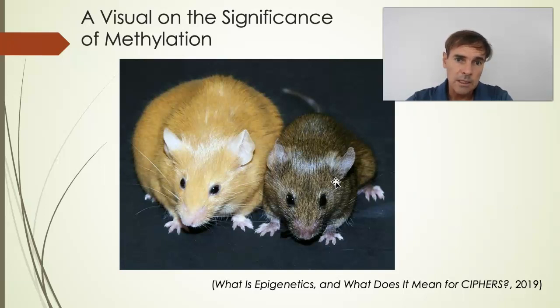So certain genes were silenced and other ones may have been expressed that changed the color of the hair. And so the offspring of the methylated nutrient group lived about 30-something percent longer. None of them developed tumors. None of them developed diabetes. So pretty profound implications.